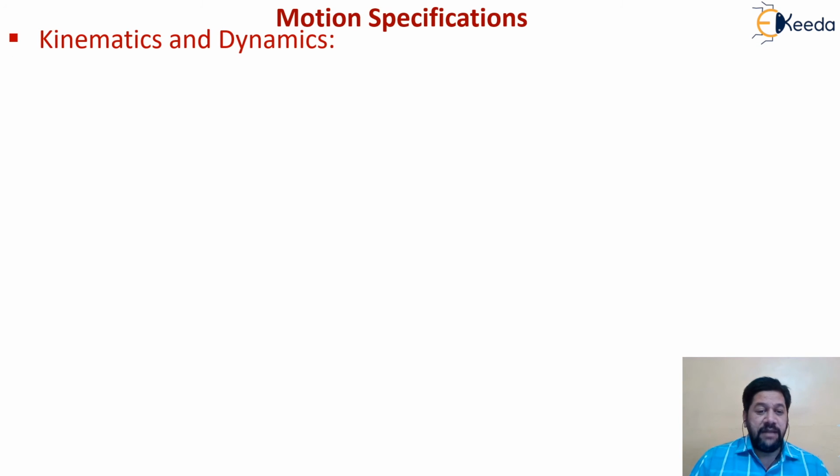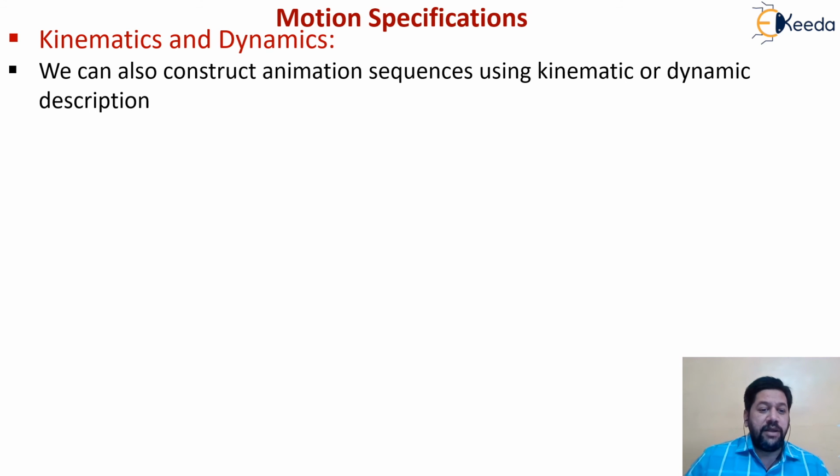Now, as we have learned, these are the different types of motion. Another way to achieve motion pictures is kinematics and dynamics. This is the last point that we are going to learn for today's session. The first two methods we have learned are generally used, but we just want to clarify these two terms.